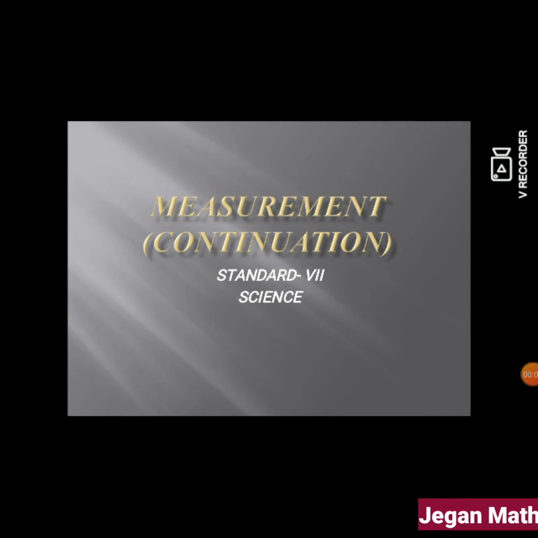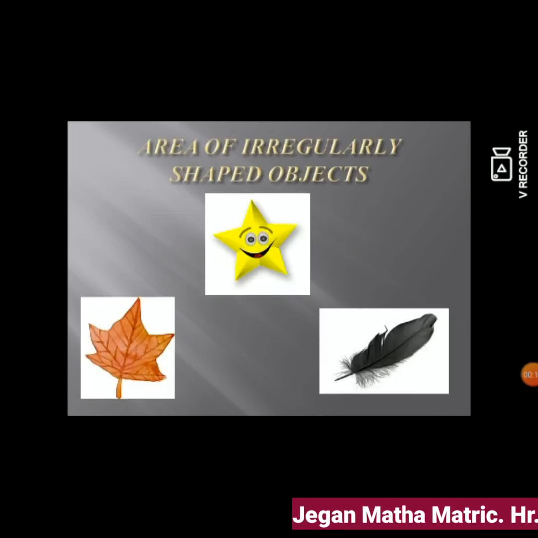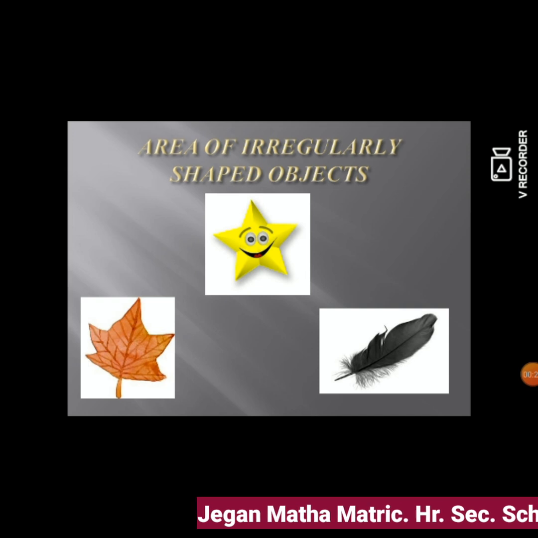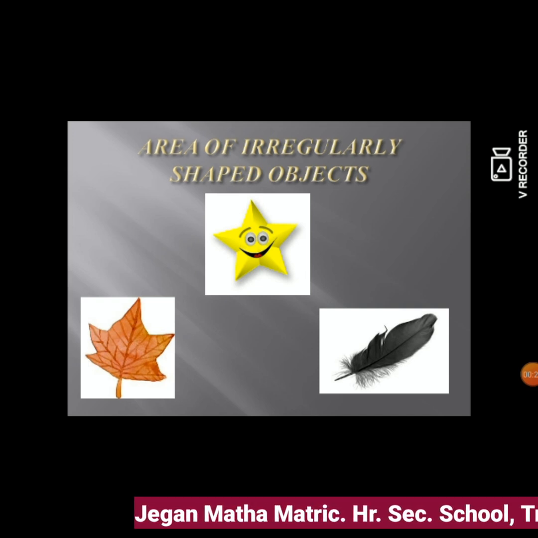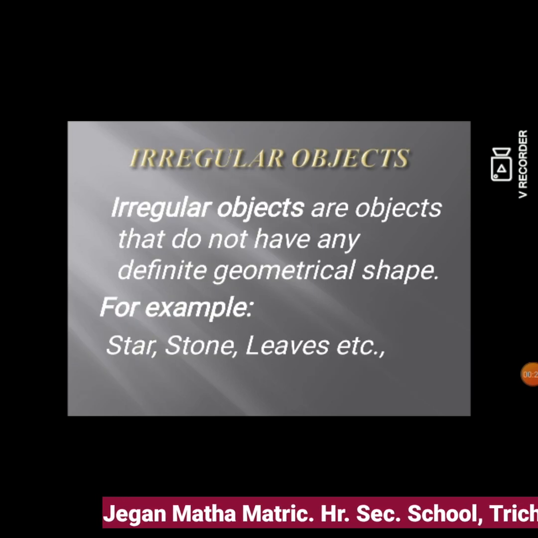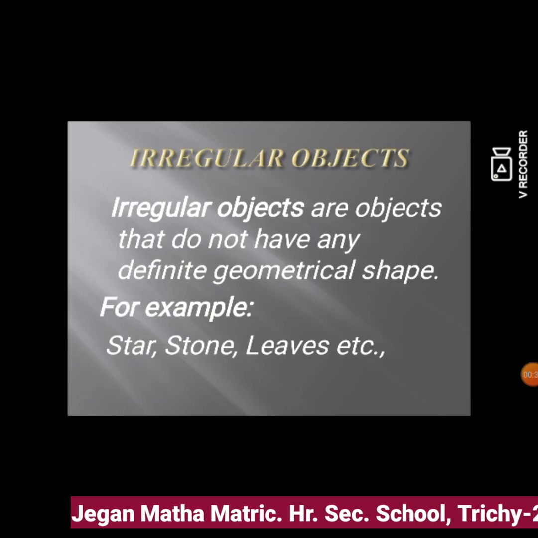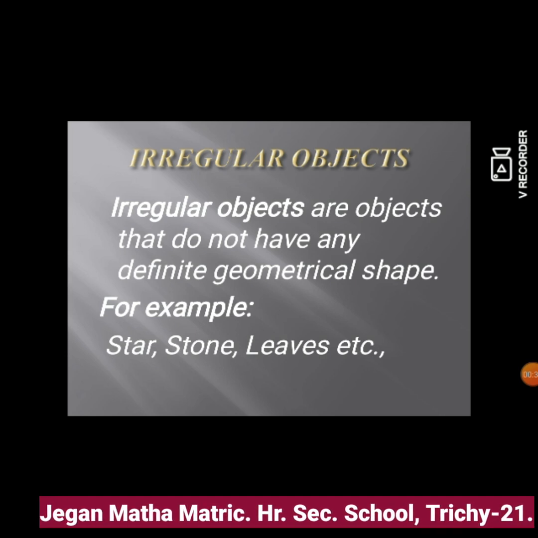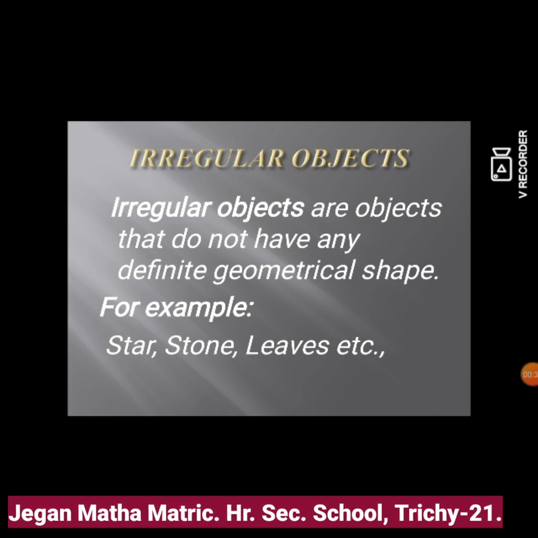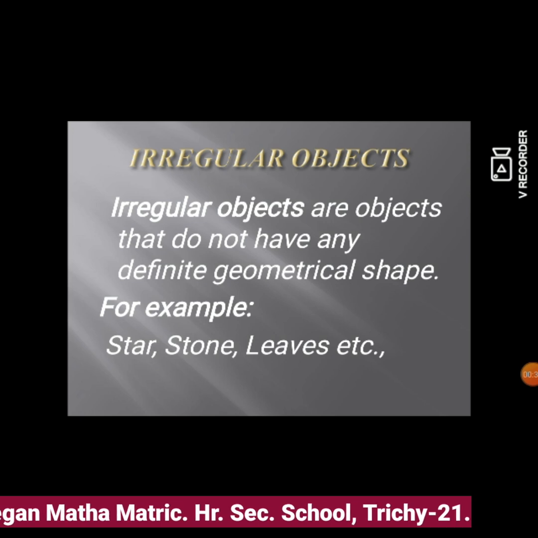In the previous class we have learnt how to find the area of regular objects by using relevant formulas. Now we are going to learn how to find the area of irregularly shaped figures by using the graphical method. Before we start this topic, we are going to see what irregular objects are. Irregular objects are objects that do not have any definite geometrical shape. For example, star, stone, leaves, etc.